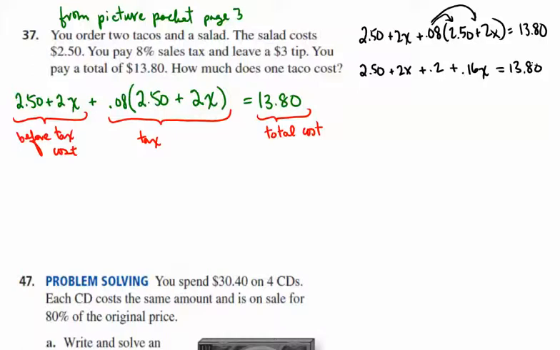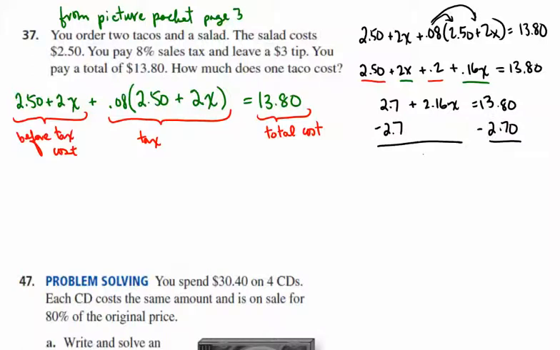Remember, what we want to do here is to combine like terms on each side of the equation. So if you notice that we have 2.5 and 0.2, that would give us 2.7. Then we have 2x and 0.16x, and they are like terms, and that will give us 2.16x. And that's going to equal $13.80.